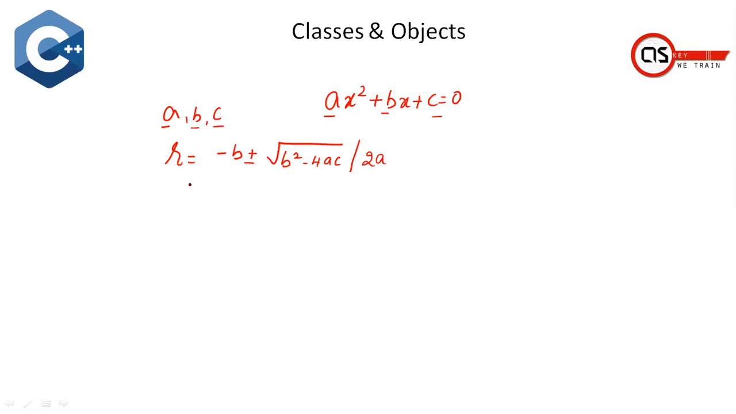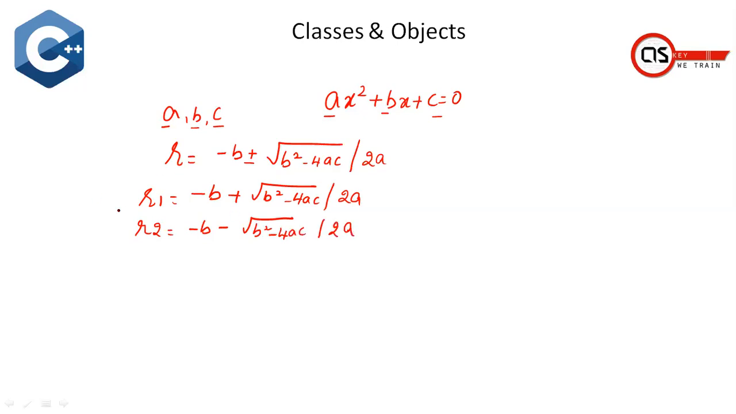Now as a part of it, I can write the same equation as two different roots because we have plus or minus. I can write the same statement as r1 equals minus b plus square root of b square minus 4ac divided by 2a, which is my first root, and r2 equals minus b minus square root of b square minus 4ac divided by 2a. Now this is what I have to calculate, r1 and r2.